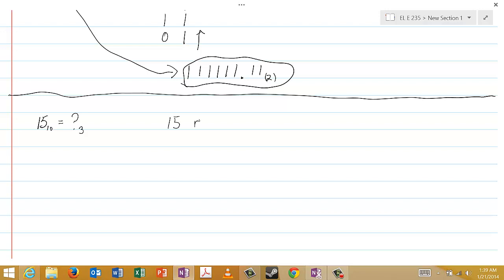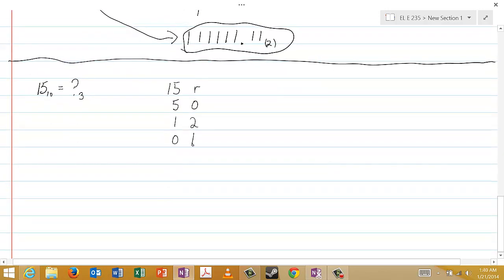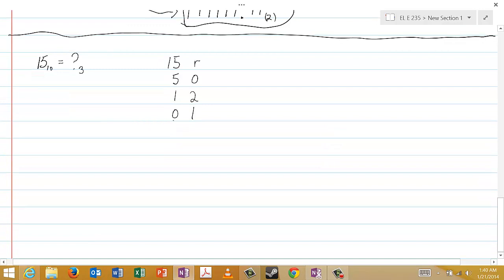So, for instance, if we divide 15 by 3, we would get 5 with a remainder of 0. 5 divided by 3 would be 1 with a remainder of 2. And then 1 divided by 3 would be 0 with a remainder of 1. And now, since we have a 0 here in the left column, the procedure is terminated, and we look from bottom up, and we would conclude that the answer is 120 base 3.